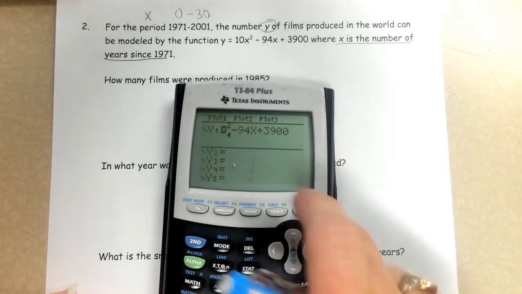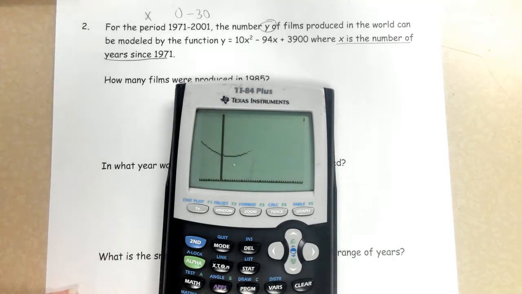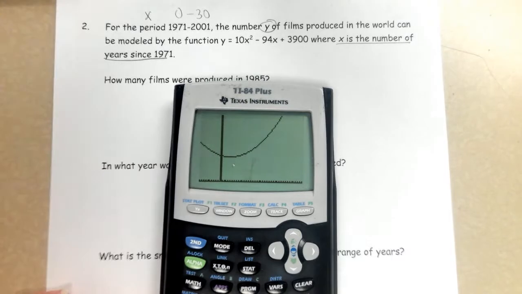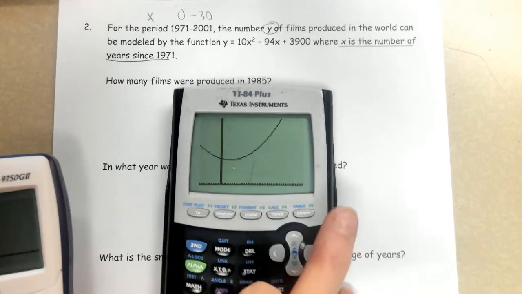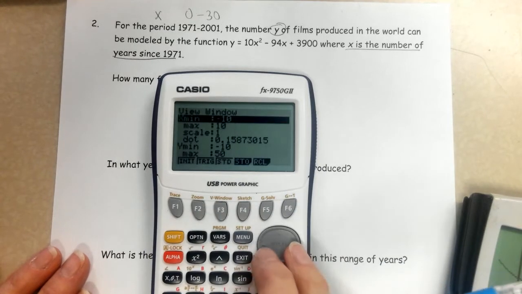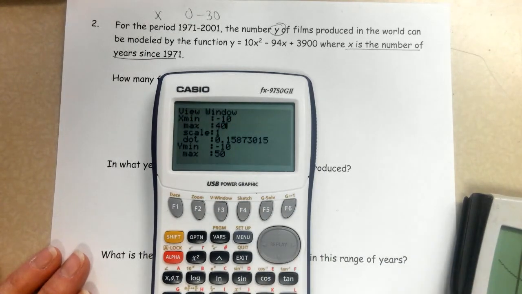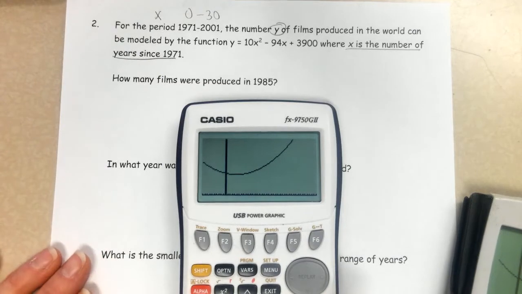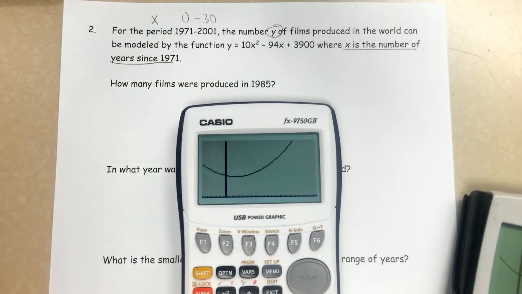Oh, goodness. The rest of the math problem from the last problem was still in there. Whew, there we go. All right. If I'd started with my Casio, I would have been fine. So, window. I made that 40. And I made this 10,000. Okay, there we go.